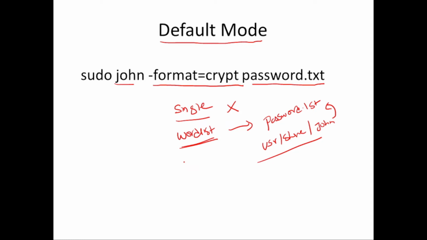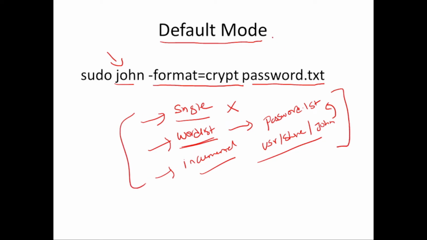From this directory, it will use this word list and attempt to crack it. If it's not cracking it, then it's going to go to the incremental mode. So when you mention the default mode, it will try single first. If it fails, it goes to word list. Then if it fails, it goes to incremental. So this is the default mode supported by John the Ripper. I hope you are clear with all these 3 modes: single crack, word list, and incremental. Now we'll move on to the demonstration of all these modes.